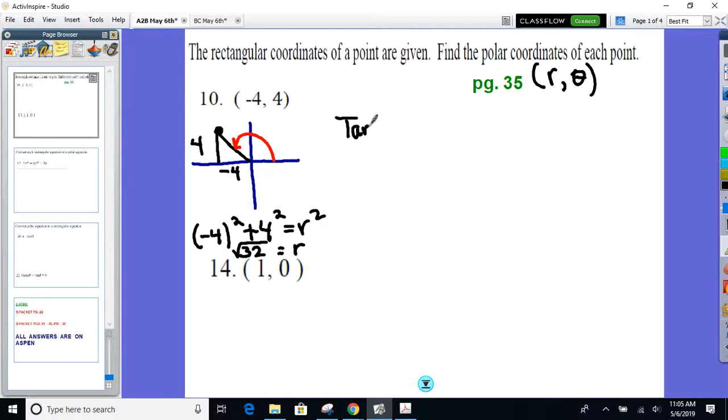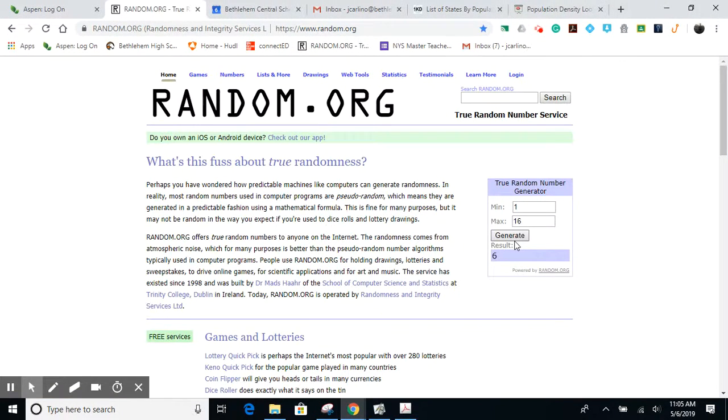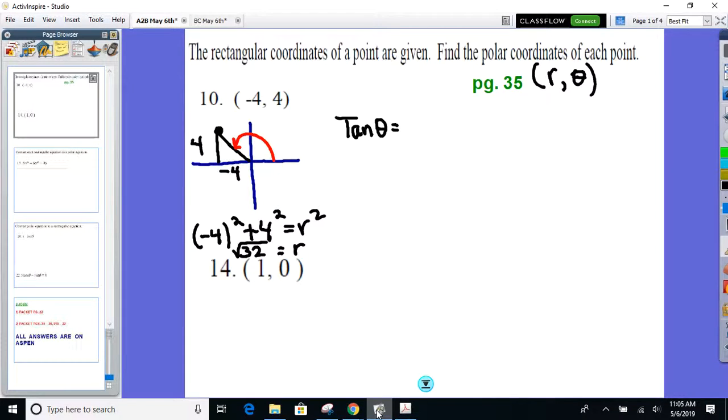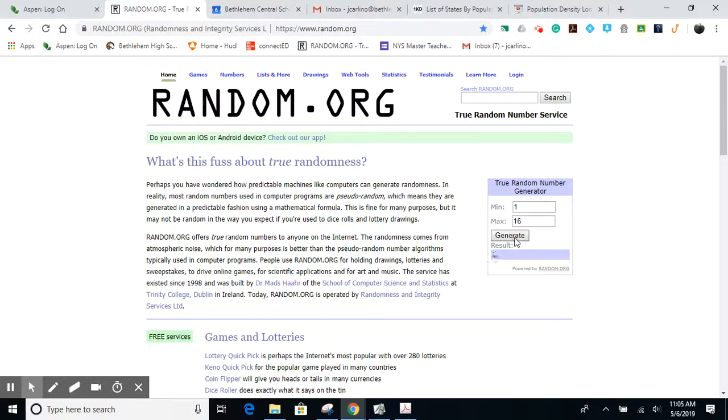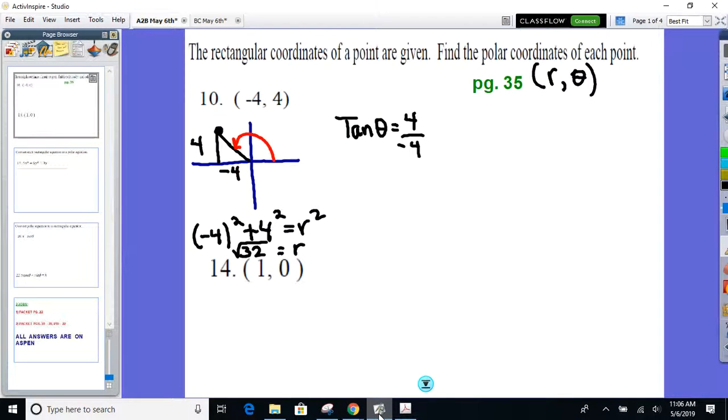Tangent theta equals opposite over adjacent. What do you got for me? 4 over -4. And then everyone remember where you go in the calculator. Once you have that set up, second tangent. Everyone go ahead. I'll ask somebody what the angle is in a second. When you're ready, what's that angle measure?